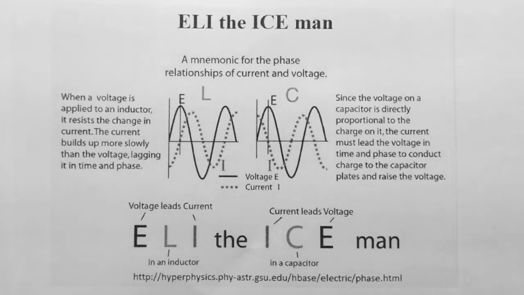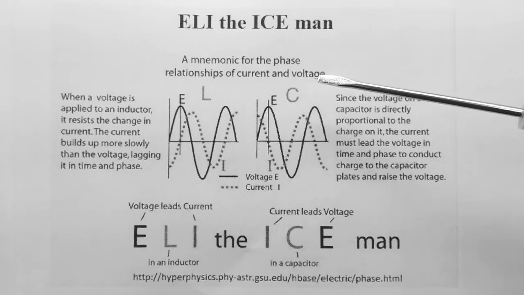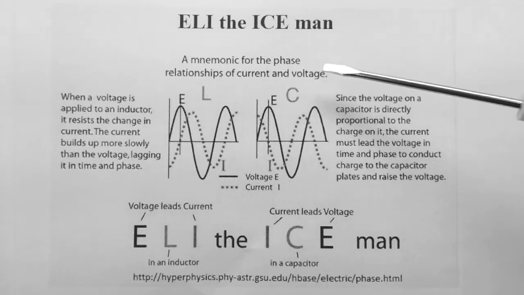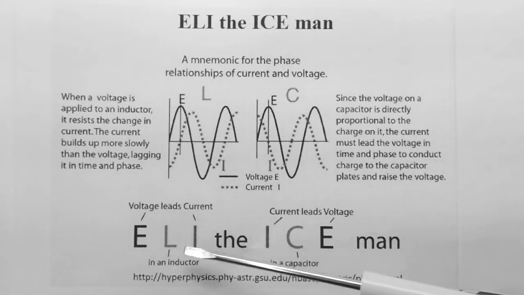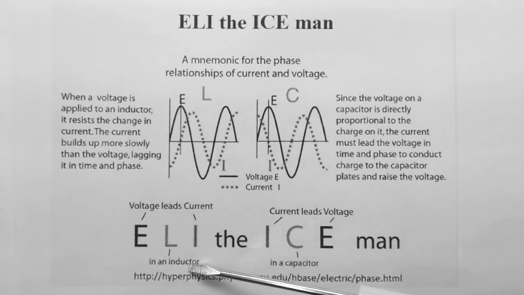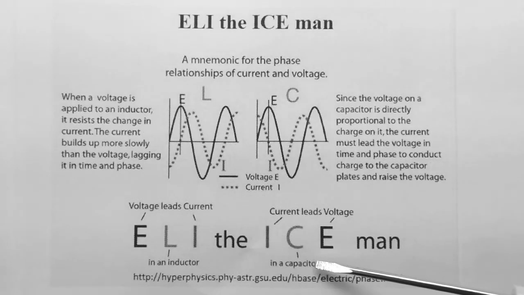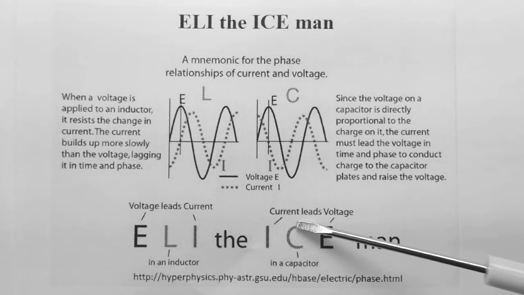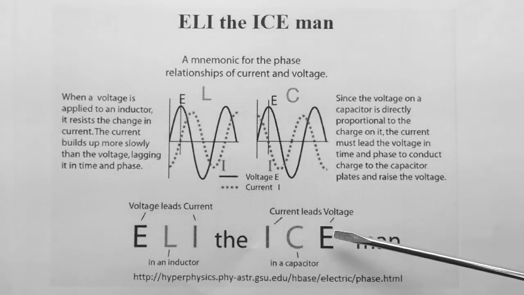So I've gone out on the internet, and at this web address down here, gsu.edu, they're showing a mnemonic, and it's for the phase relationship of current and voltage. And it's called ELI the ICEman. So under here we can see ELI in an inductor, voltage leads the current. And over here in a capacitor, the current leads the voltage. So ELI the ICEman is a nice handy mnemonic so you can remember whether current's supposed to lead or lag.